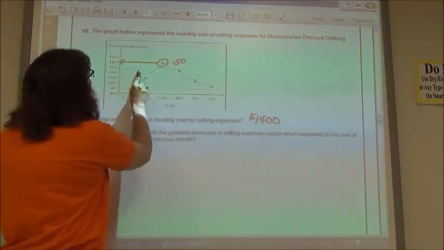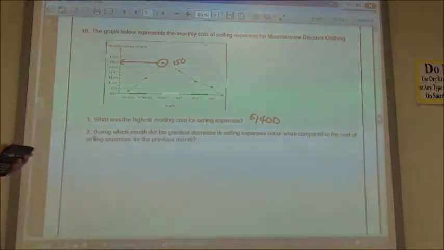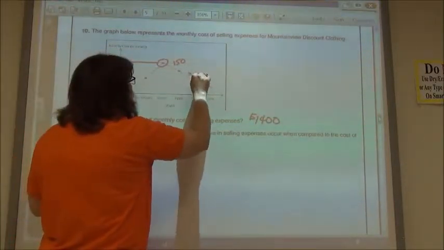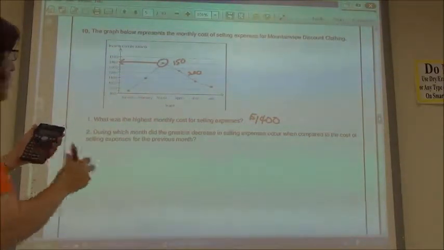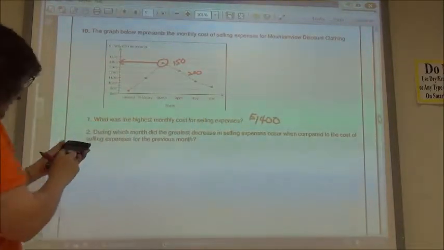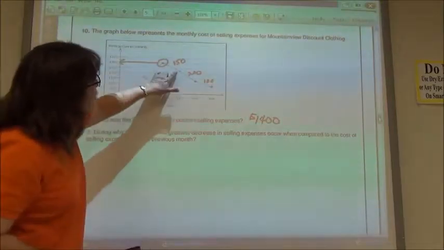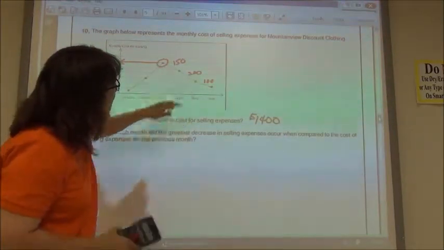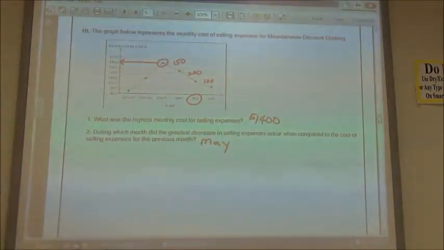Then here we went from 1,250 down to 1,050. So 1,250 minus 1,050 is $200 that it decreased by. And then here we were at 1,050. We went down to $950. $100. So where did the greatest decrease occur? It occurred here between April and May. You're then going to say that the greatest decrease occurred from the previous month in May. It dropped the most from April to May, so you're going to give the May answer.